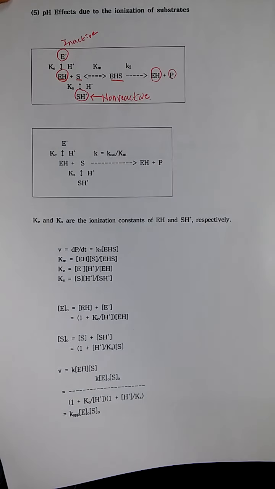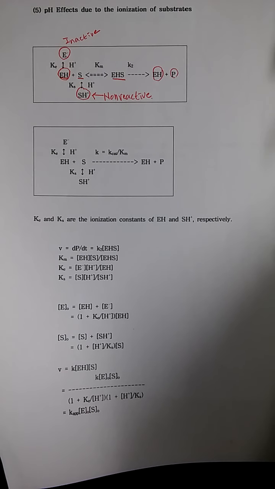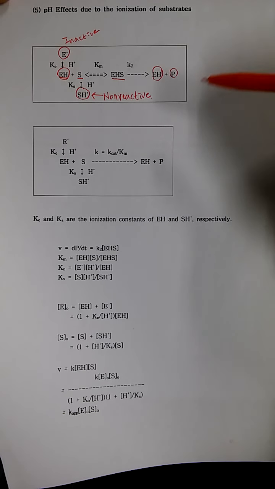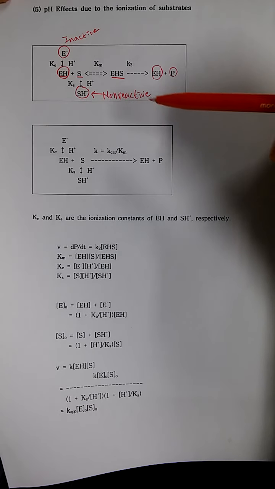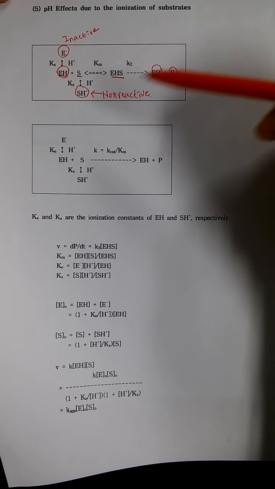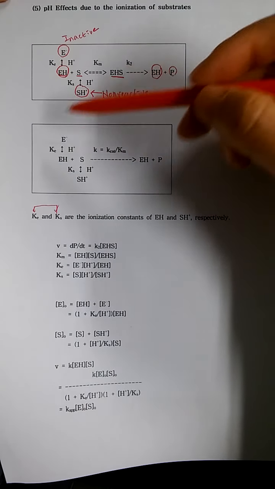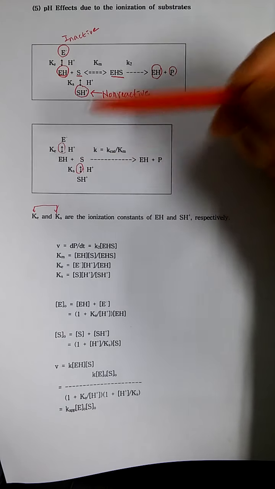Okay, you can probably come up with different mechanisms based on the kinetic results. So for this case, we'll see what happens to Vmax apparent and Km apparent, and these two ionization constants are for the respective reversible steps. Okay.